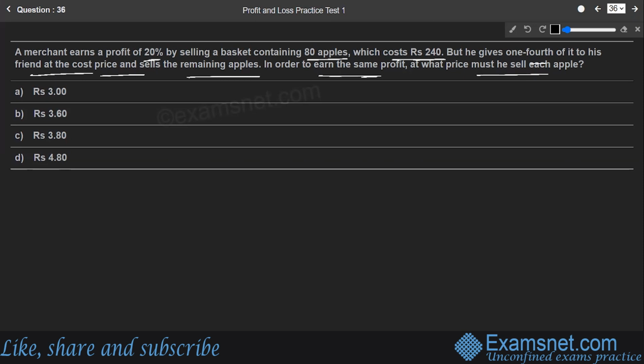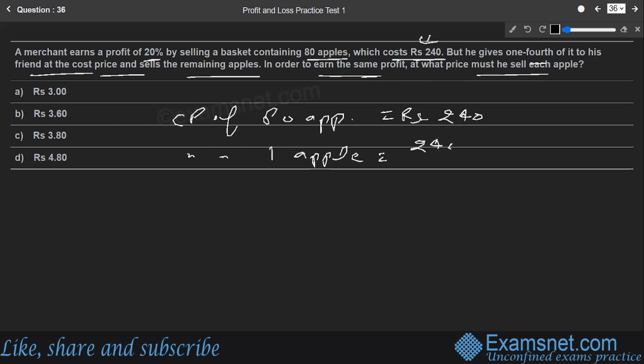Okay, so let us take it one by one. He says the merchant earns a profit of 20% by selling a basket containing 80 apples. So what is the cost price of those 80 apples? Simply rupees 240, as they say it cost him 240 rupees. So cost price of one apple should be, we can simply divide, 240 divided by 80. This comes out to be 3 rupees. So the cost price of each apple is 3 rupees.